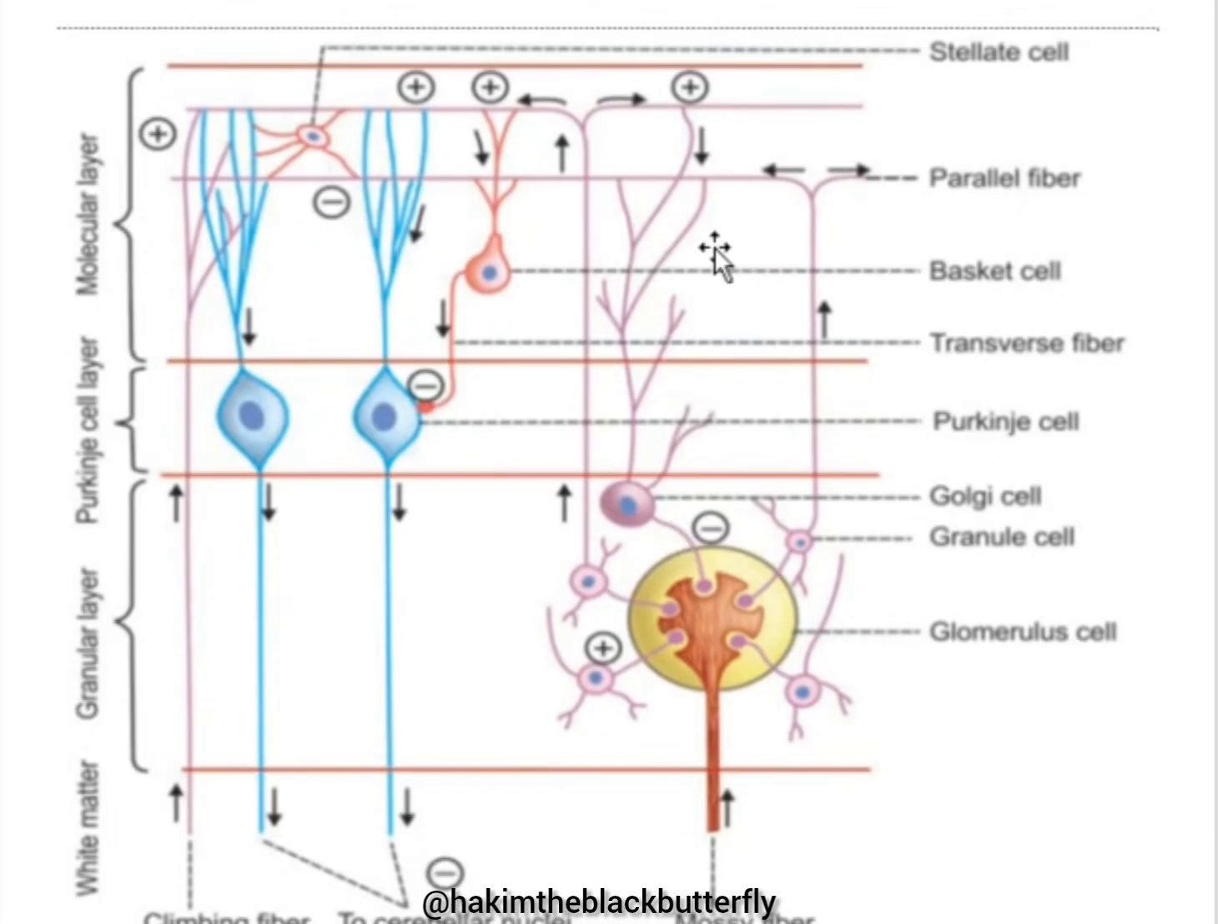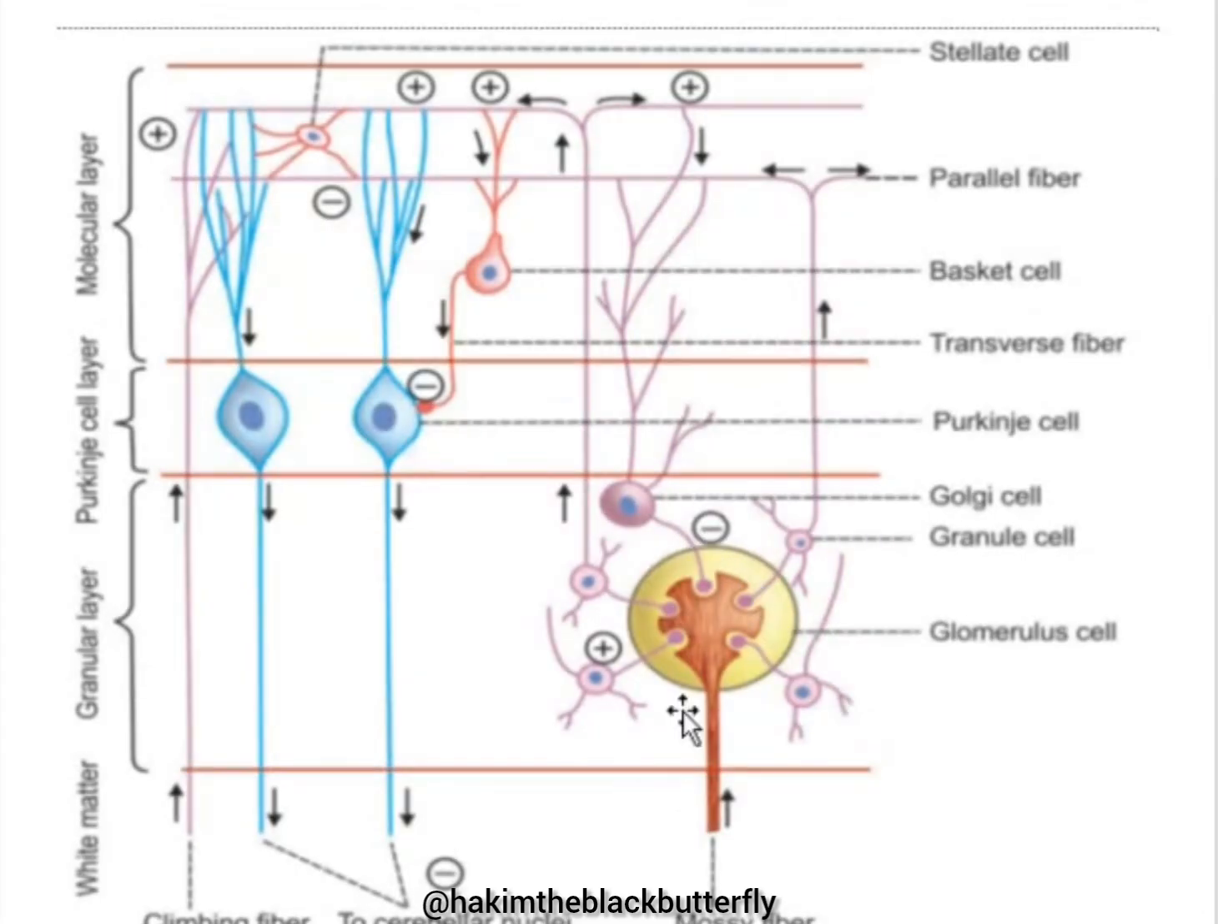So that is how information runs through the cerebellar cortex. Afferent, which is excitatory to Purkinje cells. Efferent, which is inhibitory to cerebellar nuclei. Afferent through climbing fibers and Morse fibers. Efferent through axons of Purkinje cells.